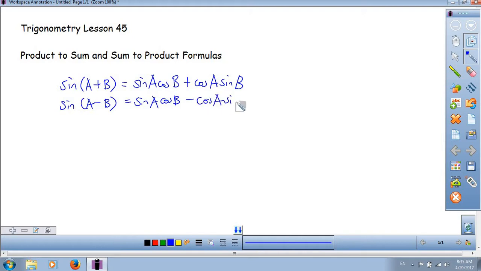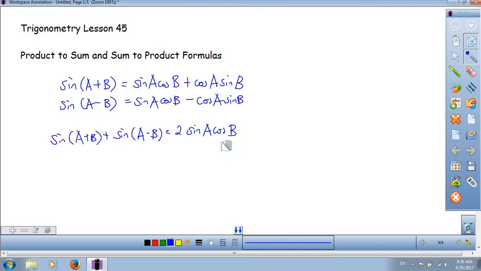So those are the two formulas. Now we can add these two formulas. Let's combine sine A plus B plus sine A minus B. As you can see, the cosine A sine B and the negative cosine A sine B cancel out, so we have 2 sine A cosine B.